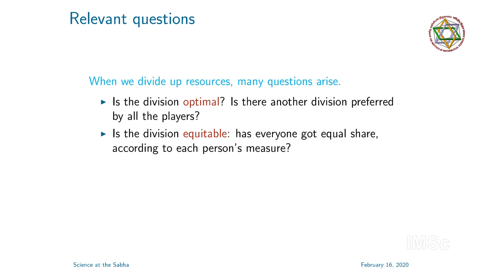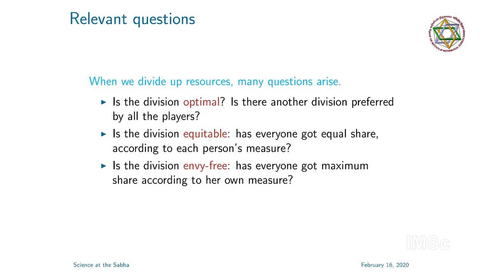What about, is it equitable? Now, that's a beautiful word. You can define it in many ways. Here is one way. Has everyone got equal share according to each person's measure? Each person's measure of satisfaction in the cake may be very different.